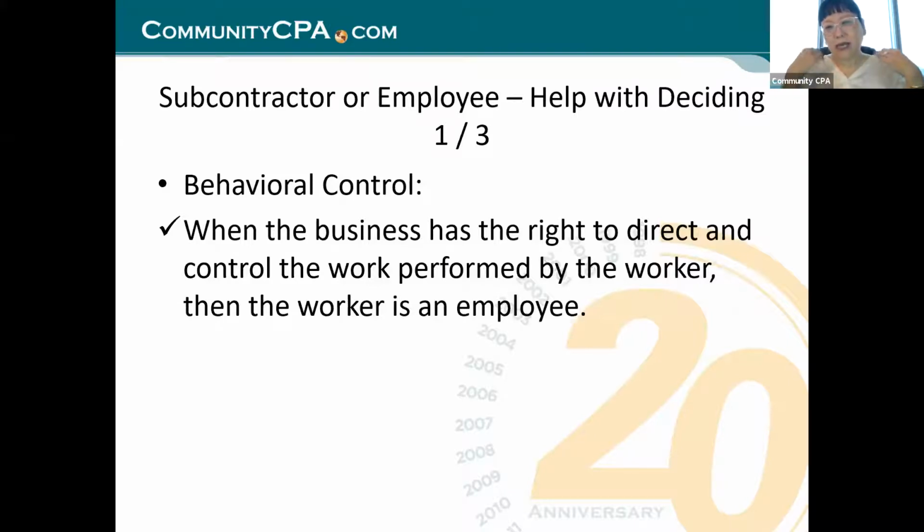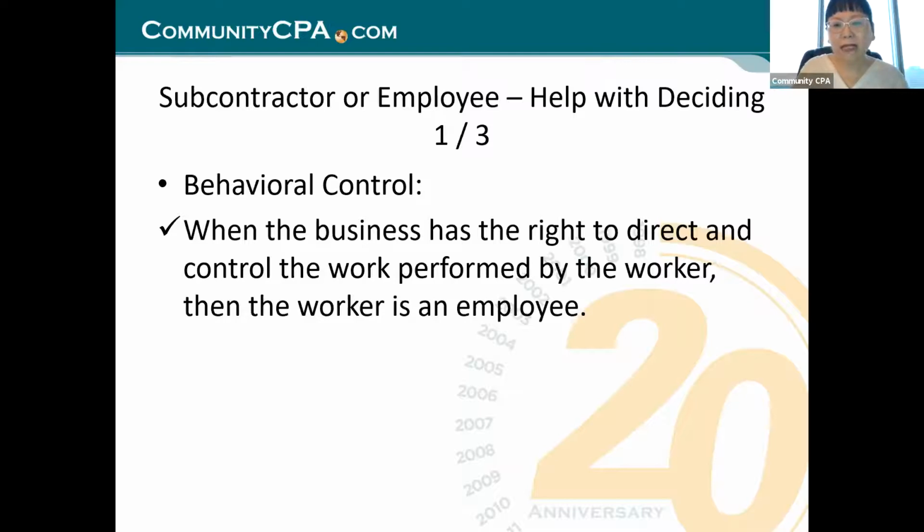Subcontractor or employee. This is one of the three benchmarks that help decide. It is good for the employee to know, and it's also good for you to know. If you are a subcontractor, you want to make sure that you actually qualify. These benchmarks mean that you use them to benchmark yourself. First, behavior control.